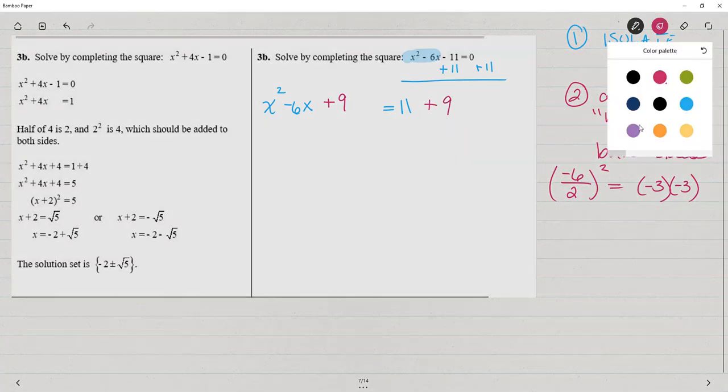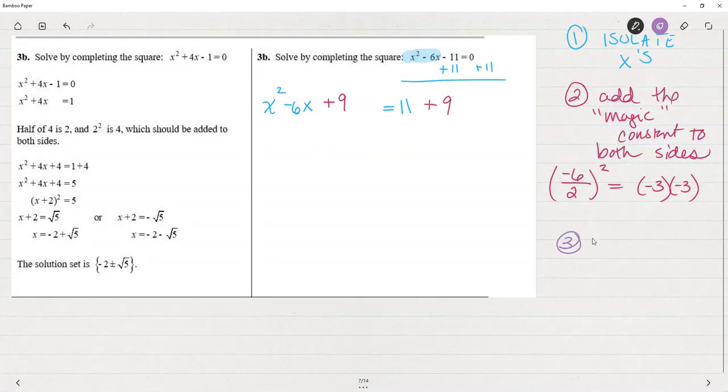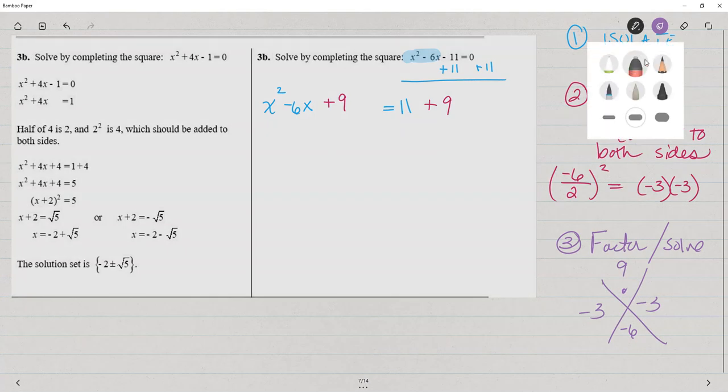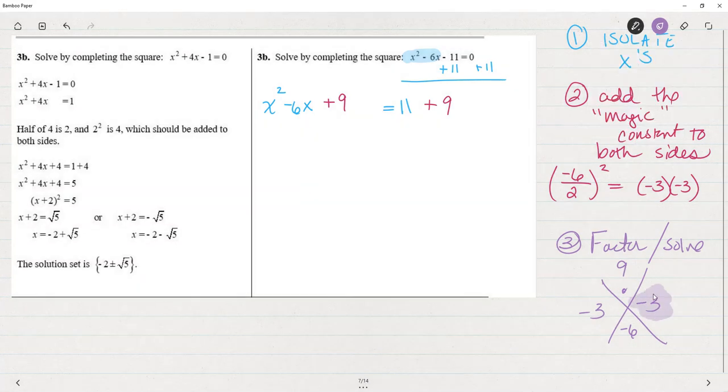Now the third step is to factor and solve. So to factor this, I'm thinking, what's the number I can multiply to 9 and add to negative 6? It's going to be negative 3. And by the way, it is no coincidence. Let me point this out now. You see that negative 3?